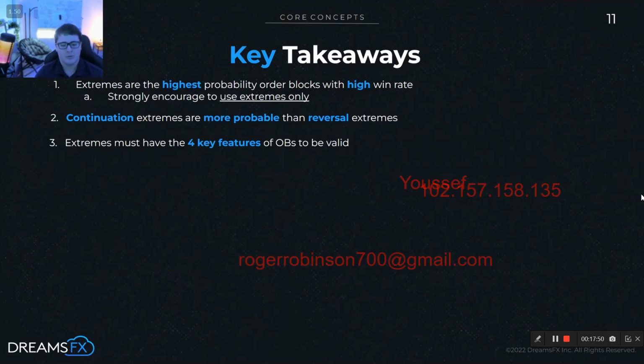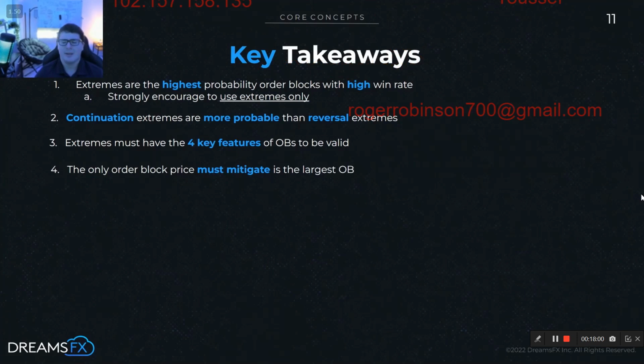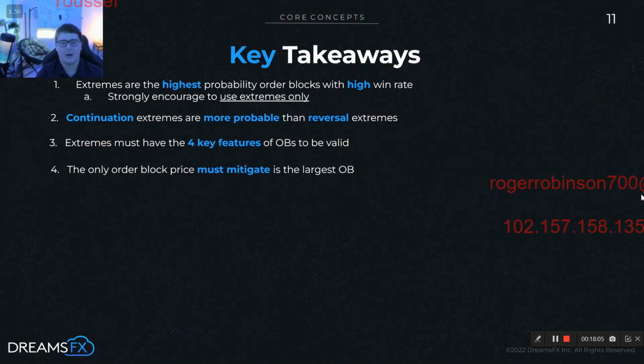After we identify the core 4 features, we need to ensure that the only order block that must be mitigated is the largest one. Let's say that you are looking on an intraday perspective, maybe a 1 hour, and you see your 1 hour order block. Even as good as it looks, always make sure, when in doubt, to zoom out, no matter how perfect it looks, because you might realize that there could be a 4 hour order block that price is already mitigated.